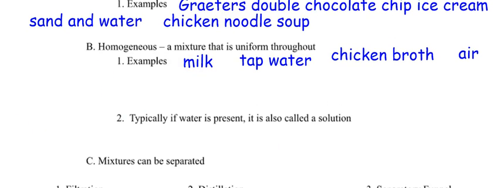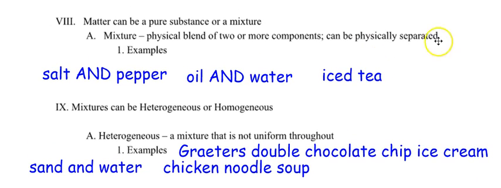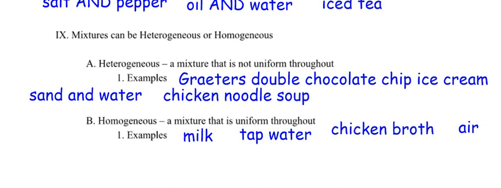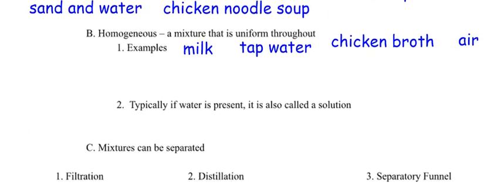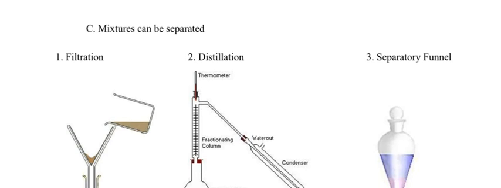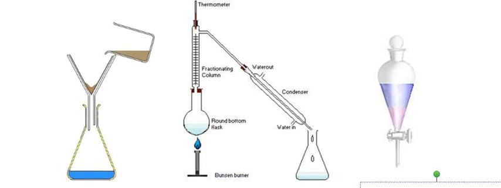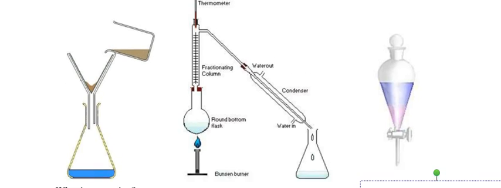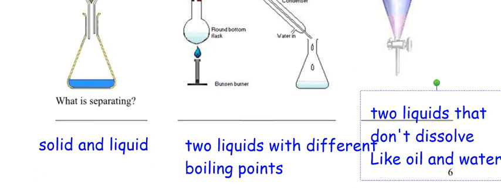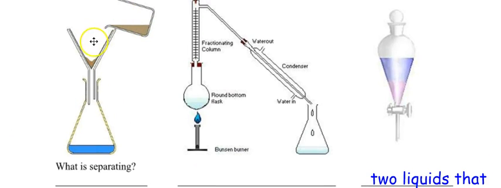Mixtures can be separated. Okay, we said that up here, can be physically separated. And this is a lab that we're going to do on Friday. So we're going to separate a mixture using some of this equipment, not all of it. But we have things called filtration, distillation, and using a separatory funnel. So what is separating in filtration? A solid and a liquid are separating. What happens here is that you collect the solid into the funnel, the piece of paper in here. The solid is in the paper and the liquid comes through, so solids and liquids.